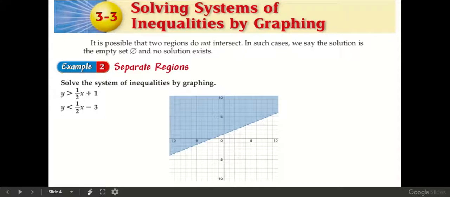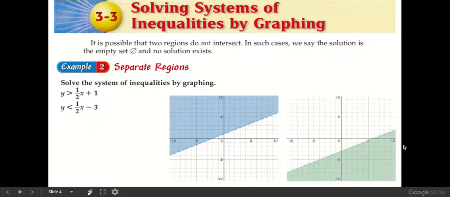So if I graph the first inequality, right, y-intercept of 1, slope of positive 1/2, right, up 1 over 2, up 1 over 2, and again, dashed line because it's not equal to. And then I'm going to go ahead and graph the second one. That one has a y-intercept of -3. Again, a slope of 1/2, up 1 over 2, up 1 over 2. Again, a dashed line, everything shaded below here, everything shaded above there.